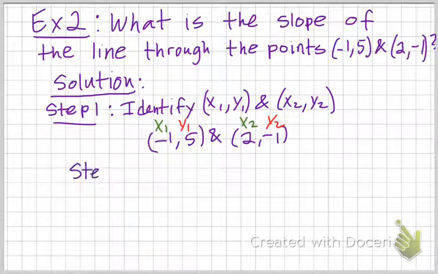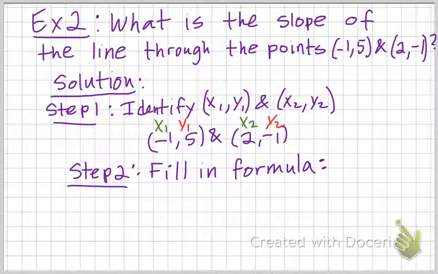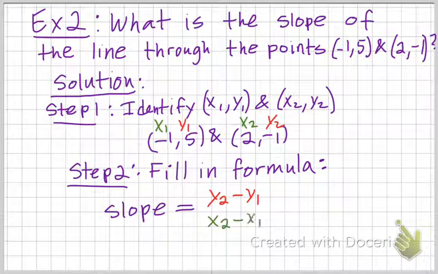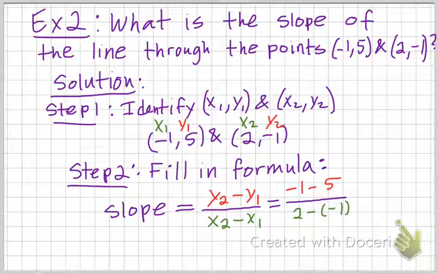So we can then go to step 2, which is fill in the formula. So we're going to literally put those values in the slope formula, y sub 2 minus y sub 1 over x sub 2 minus x sub 1, plug that right into the formula. Notice that when we have a negative in the formula on the right, when we have a negative and a negative, we always want to put that in parentheses. That'll give us a positive.